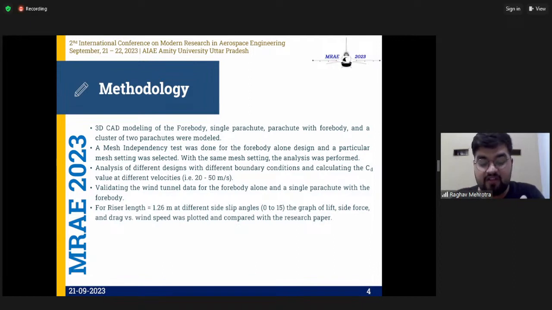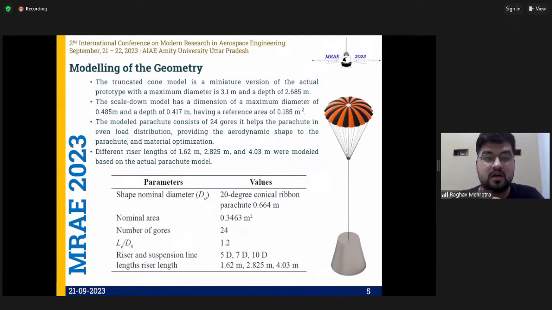Coming to the parachute, as we all know, when the parachute is elongated, there is one string, and that length is called the riser length. All the tangential lines are called suspension length. Based on different types of riser length and suspension length together forming the wake distance, we have also calculated the drag at different wake distances and what is the significant effect of it. So comes the modeling of the geometry.